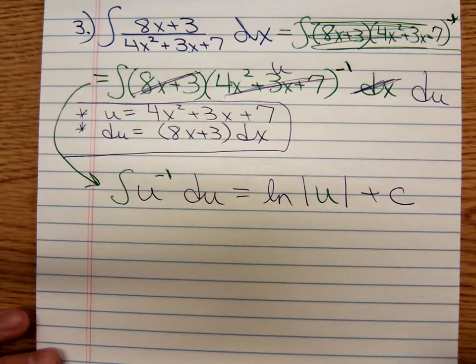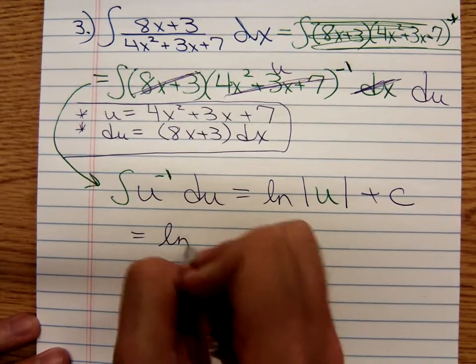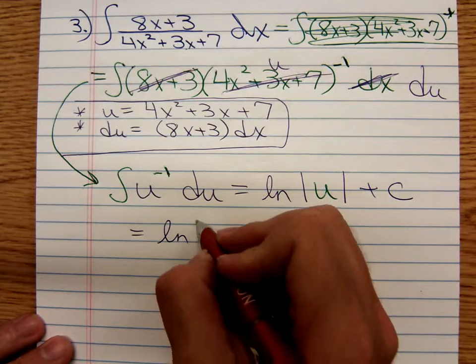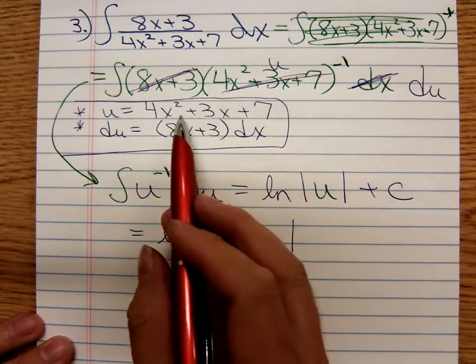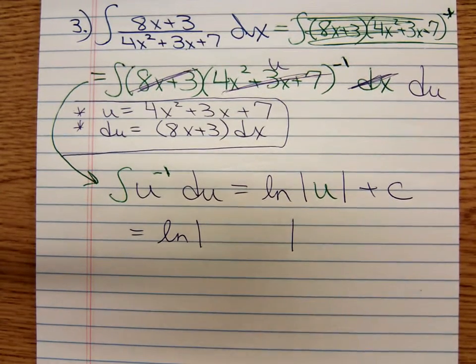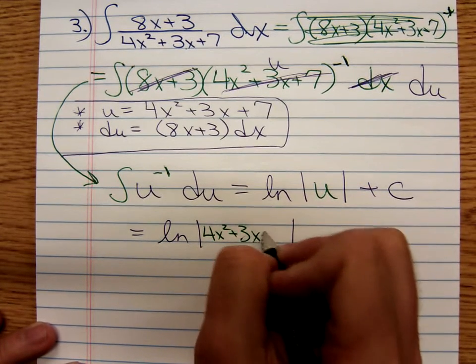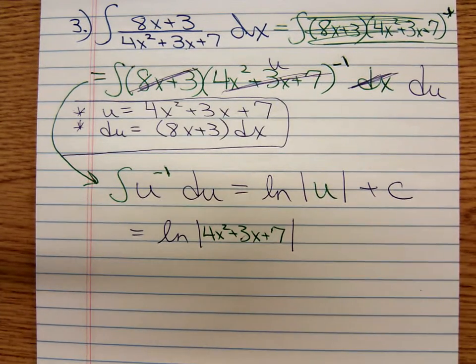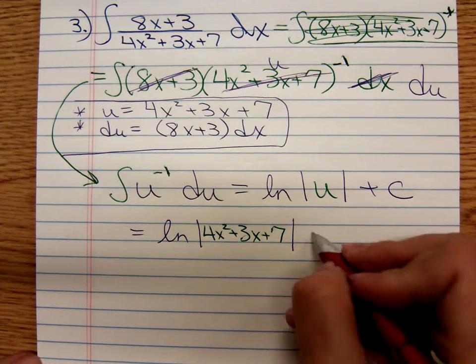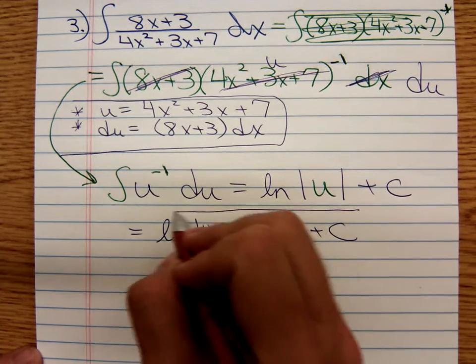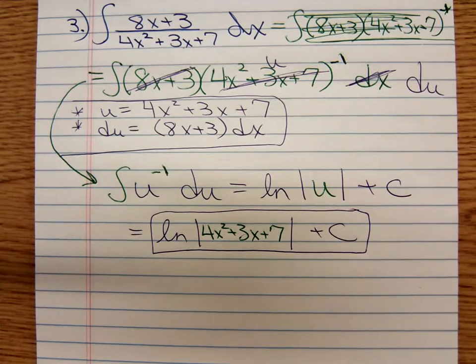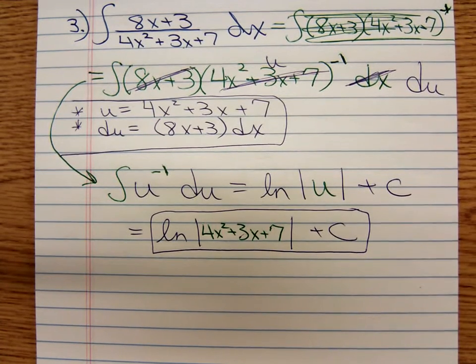And that's the natural log of the absolute value of 4x squared plus 3x plus 7 plus my constant c. Any questions there?